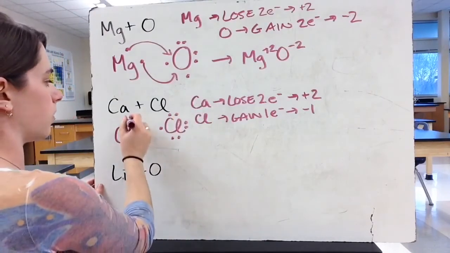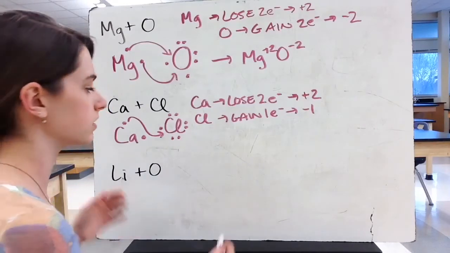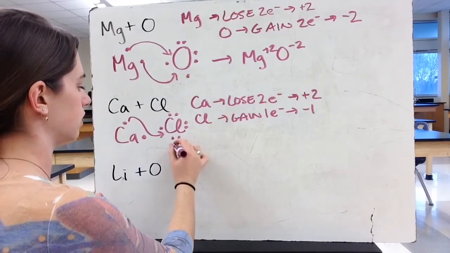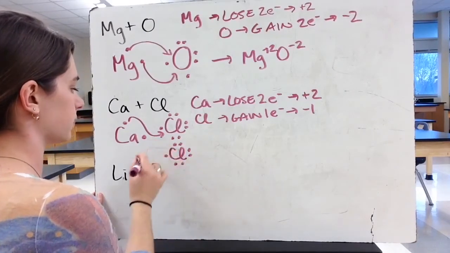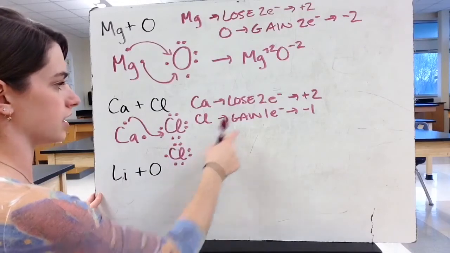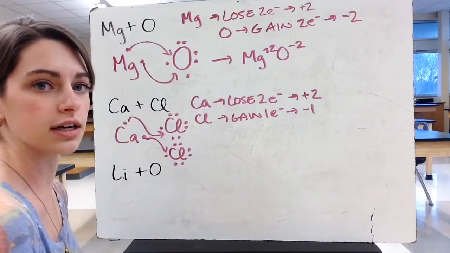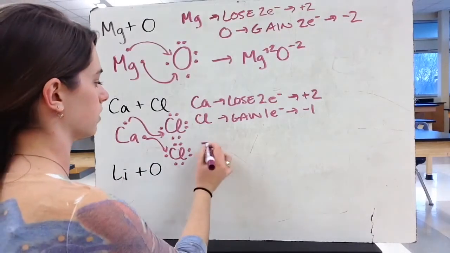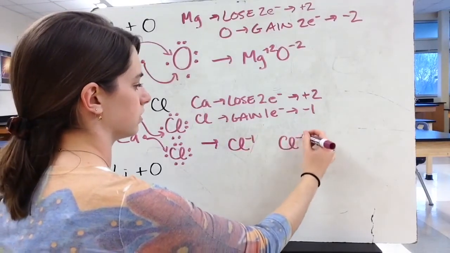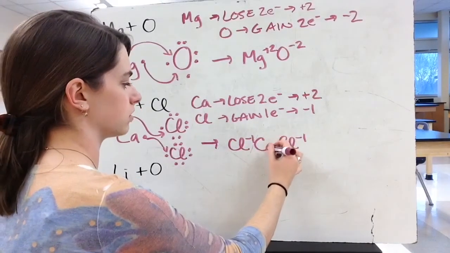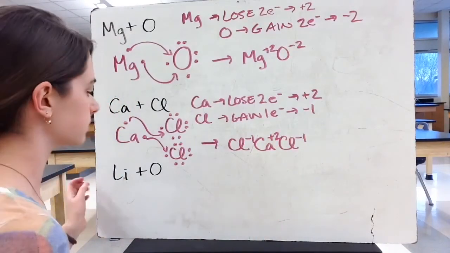Well, calcium can give 1 of its electrons to chlorine, but it still has another electron to give. So we're going to add in another atom of chlorine. So now this atom of chlorine is the same way. It needs 1 more electron. So calcium can give its second electron to that second chlorine atom. So we end up with 2 chlorines, each with a -1 charge, and 1 calcium with a +2 charge.